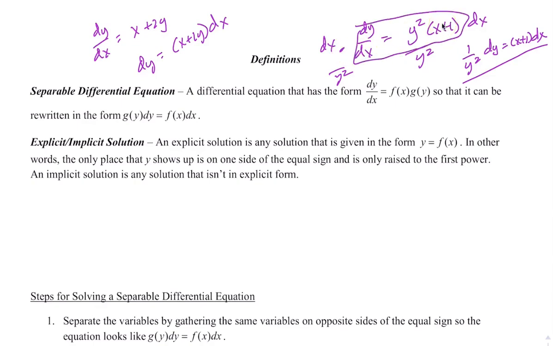So that's an example. Explicit and implicit solutions: an explicit solution is any solution that's in the form y equals f of x. In other words, the only place the y shows up is on one side of the equation and only raised to the first power. You just have y equals when you're done. And an implicit solution is any solution that is not in that form.